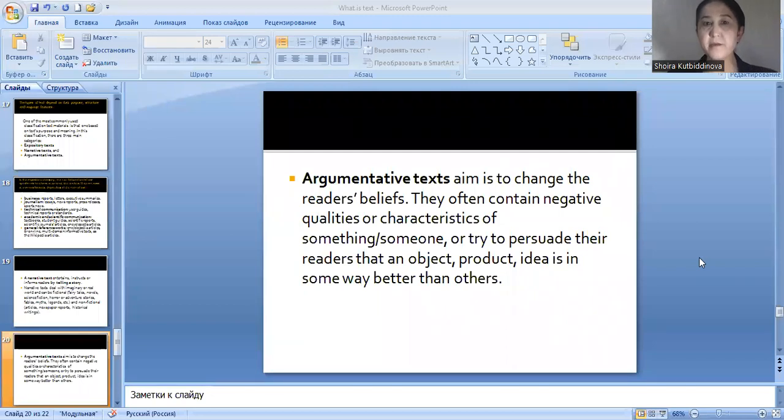So, the aim of argumentative texts is to change the reader's beliefs. They often contain negative qualities or characteristics of something or someone, or try to persuade their readers that an object, product, or idea is in some way better than others.